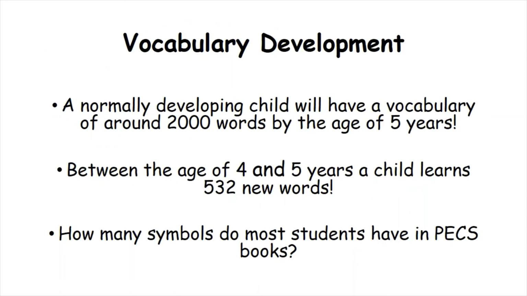So in terms of vocabulary development, a normally developing child will have a vocabulary of around 2,000 words by the age of 5 years. And between the age of 4 and 5 years, a child learns 532 new words on average. How many symbols do you think most of our children have in their PECs books? I don't think it's 2,000.